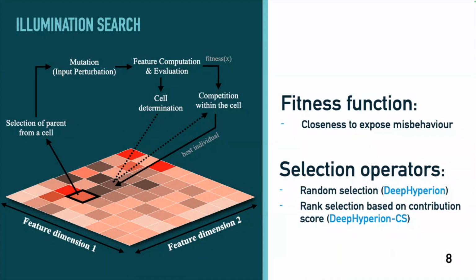So instead of randomly selecting a cell to be mutated, we select a cell that contains an individual which contributed more to the exploration of the map. And actually, it was successfully exploring the feature space better.